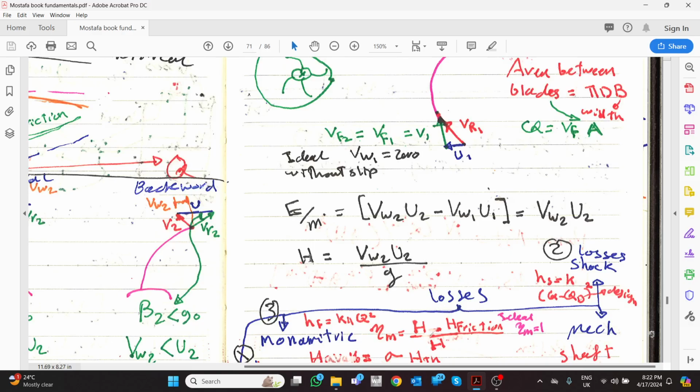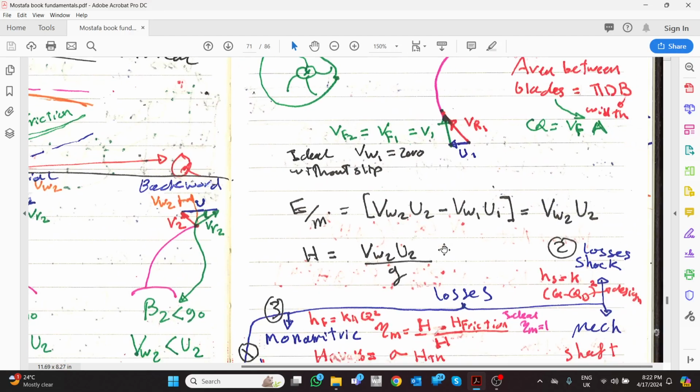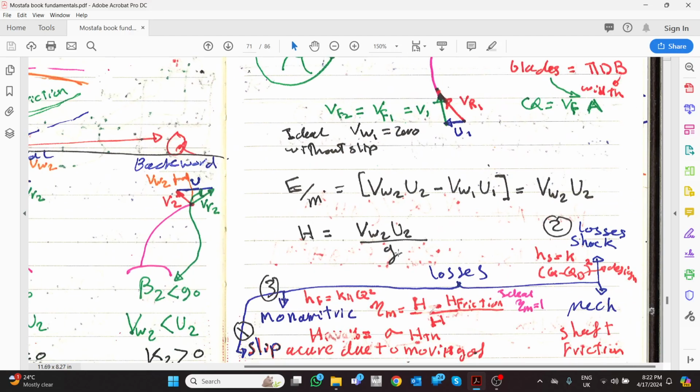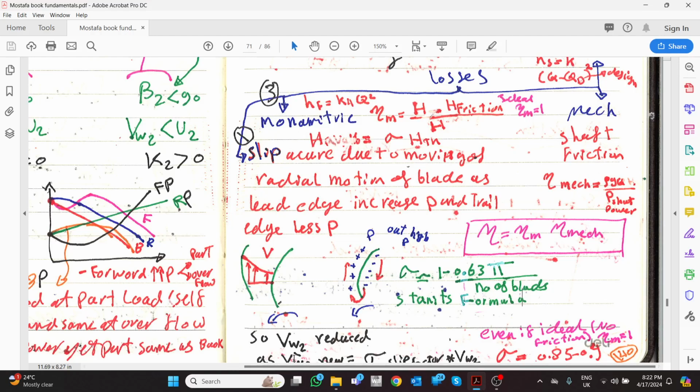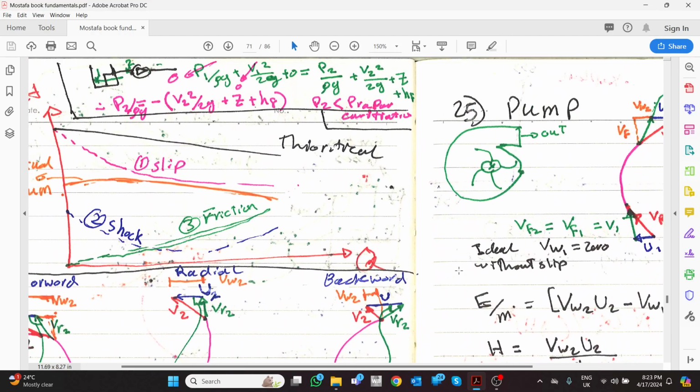Also, by the way, as you can see here, H equals Vw2 multiplied by u2 divided by g, just to be in the picture, because we know H is equal to sigma, the slip factor, multiplied by H theoretical. Also, because this one is constant for a certain rotation of a pump, and this one is constant, we can say that the whirling velocity is equal to the theoretical whirling velocity multiplied by the slip factor.